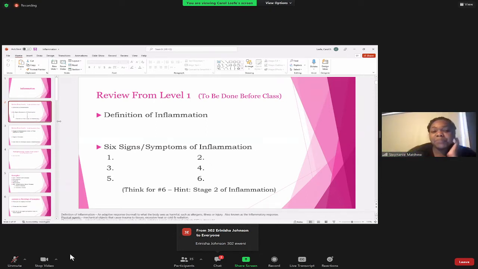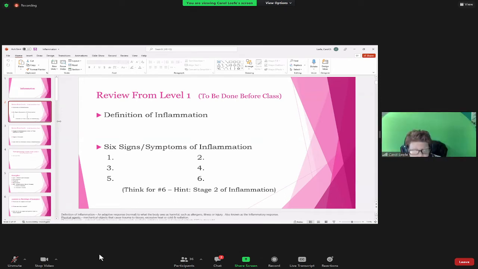It's the body response to like damage or injury. Good. Okay. And it's an adaptive response to what the body sees actually is harmful, such as allergens, illness, or injury. Spot on. Okay. So is this adaptive response or the inflammatory response, is it normal?